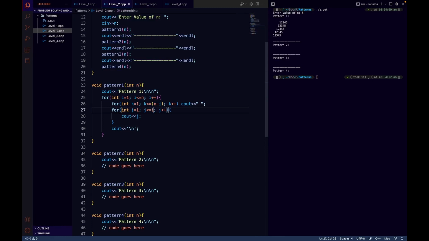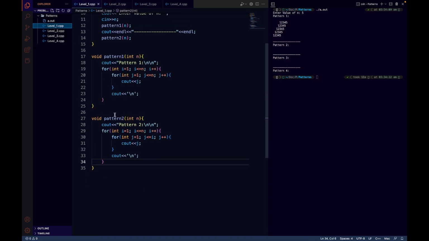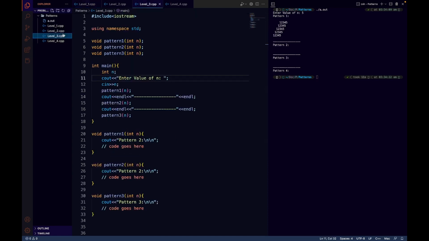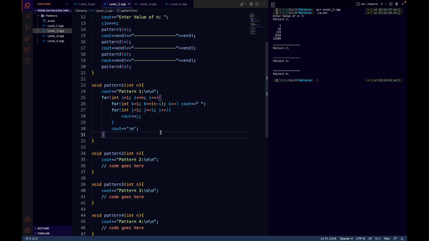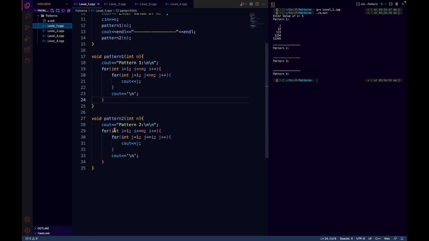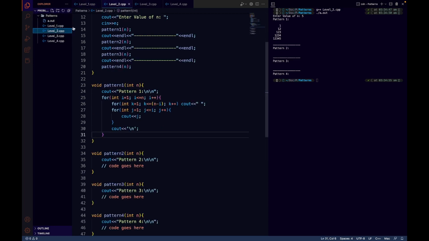It's just a minor bug. Actually this code was for pattern 1 of level 1. We need this code, but since I had this code on my clipboard, I just copy pasted it. So let me clear the console and then build it and run it again, inputting the value of 5. So we'll be getting this pattern. Again, we just made simple changes to the code of pattern 2 level 1, and we got this pattern.